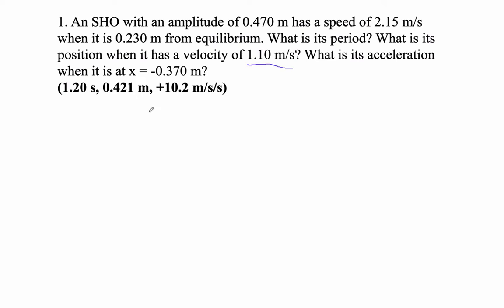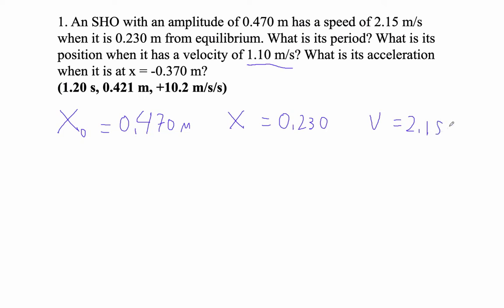Okay, so we know that the amplitude is 0.470 meters, and when it's at a position of x equals 0.230, the speed is 2.15 meters per second. So I can answer that first question. What is its period? I'm going to use this formula.